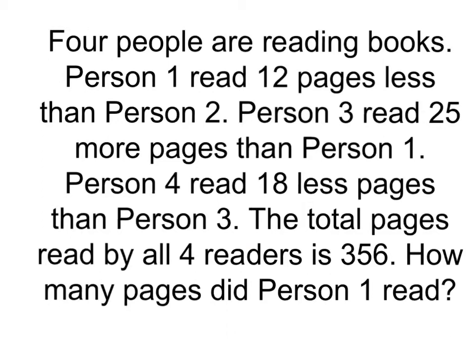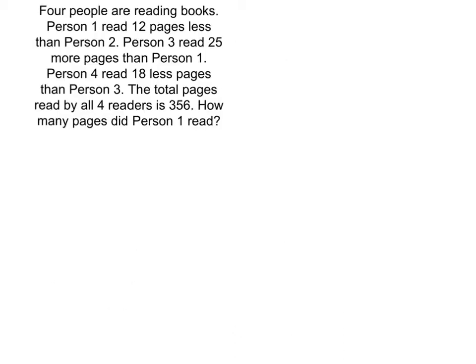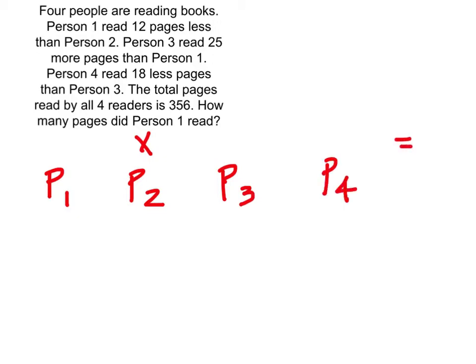So 4 people are reading books. Person 1 reads 12 pages less than person 2. Is person 2 mentioned anywhere else in the problem? No. So we'll make person 2 turn out to be x. So we'll put an x there and we'll go ahead and fill in person 3 and person 4. The total is 356. So person 1 read 12 pages less than person 2, so it's x minus 12 for person 1.